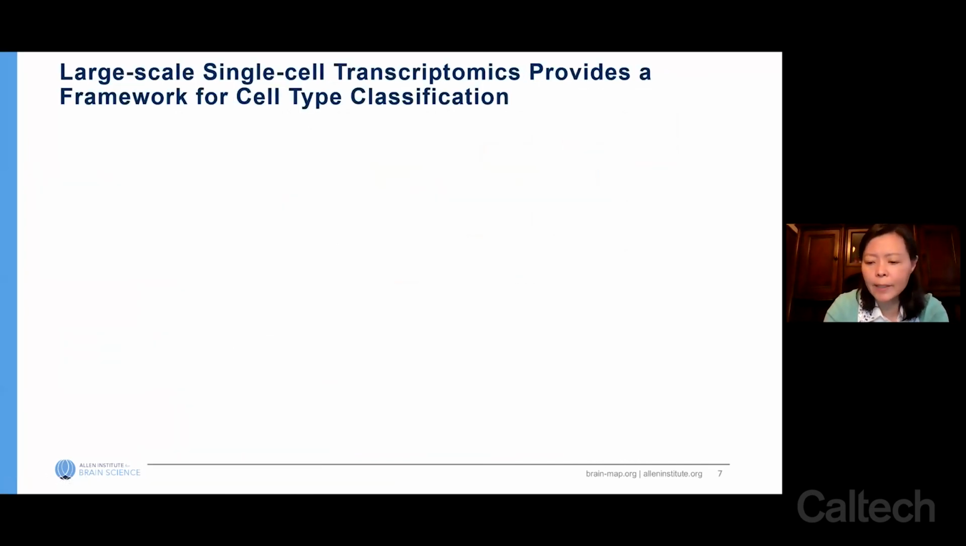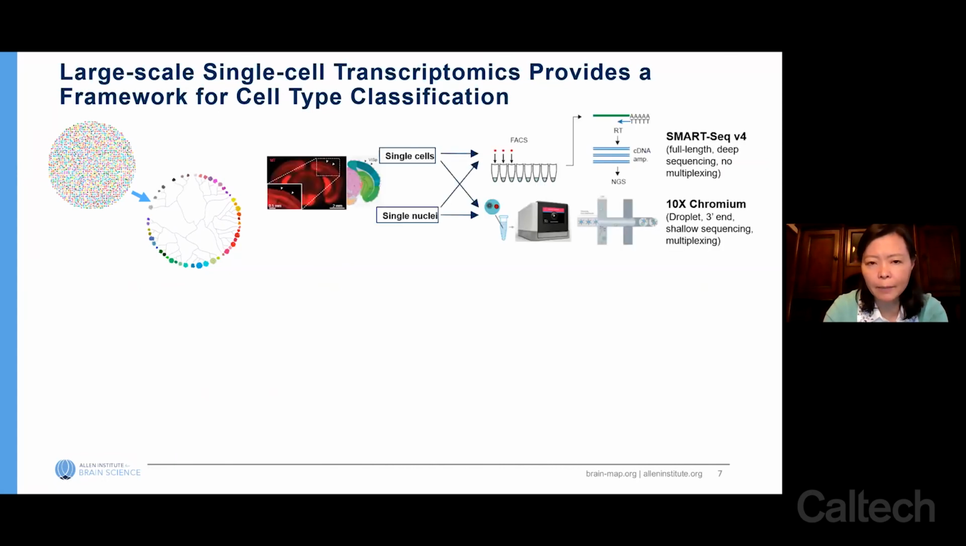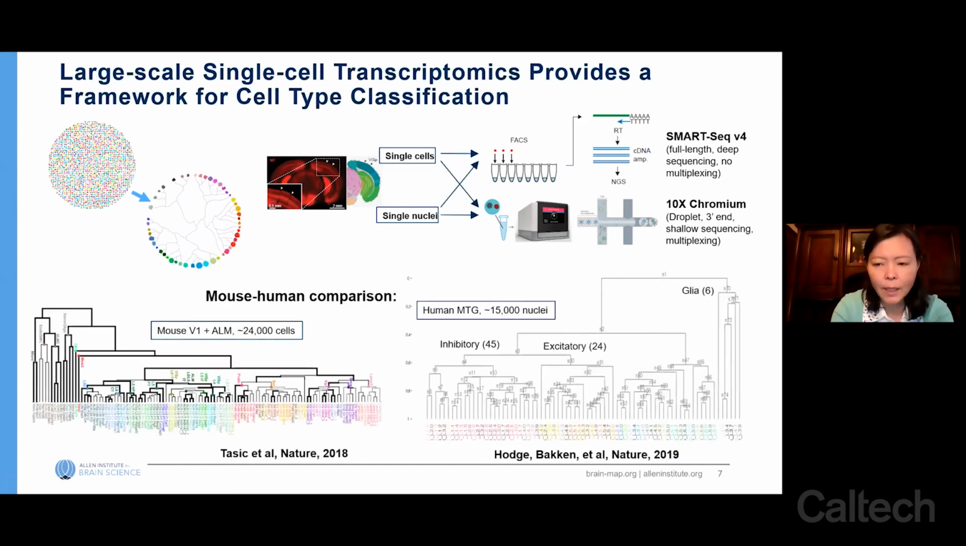As I said, our front-end approach is to use large-scale transcriptomics to generate a first version of a taxonomy. We take two approaches to do that. One is the full-length deep sequencing, low-throughput SMART-seq method. The other is the droplet-based 3' sequencing, multiplexed high-throughput method. In our first set of studies, published work, we profiled cells from both mouse cortex, 2 cortical areas, and human cortex, one area, using the SMART-seq approach.